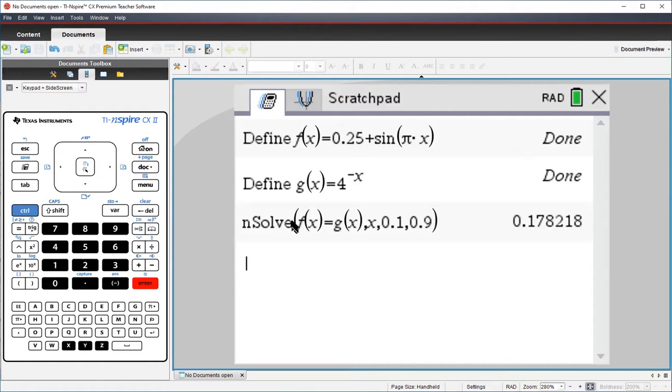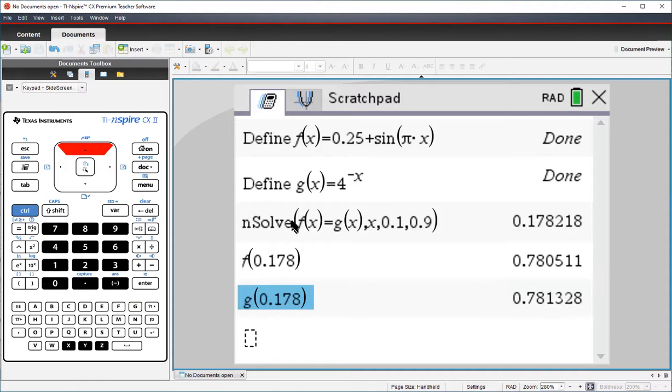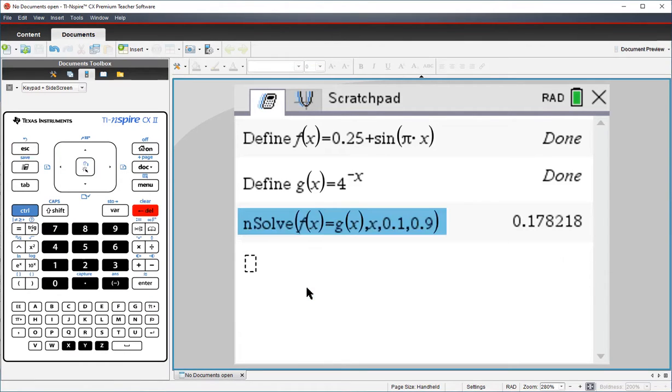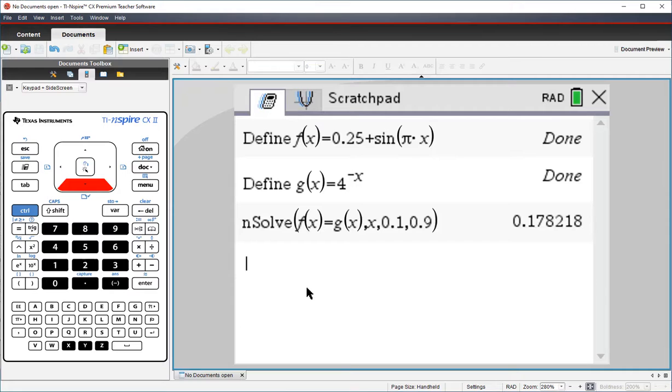And this tells me that that x value is 0.178218. So 0.178. And then to calculate what the value of that is, I'll just put in 0.178. All right, and so that's my y value. And we'll notice that I'd get the same answer if I put in that. See, a little different, but that's because I just rounded that. All right, so let me clear this out just so that we can move on.